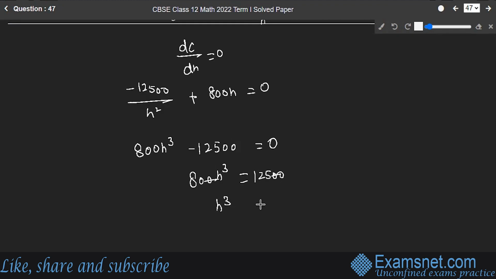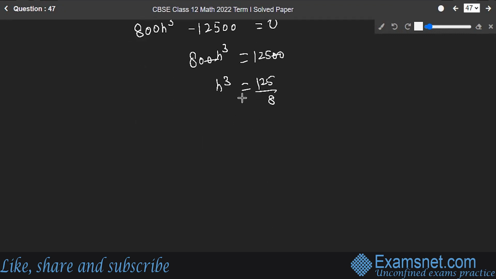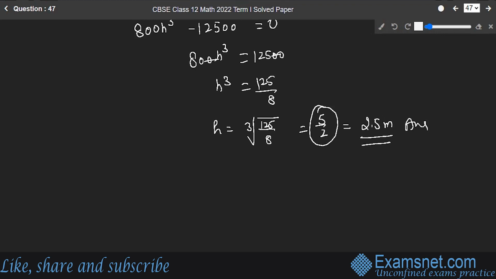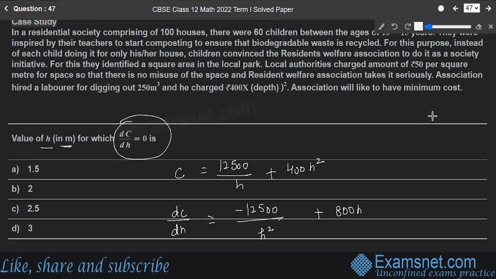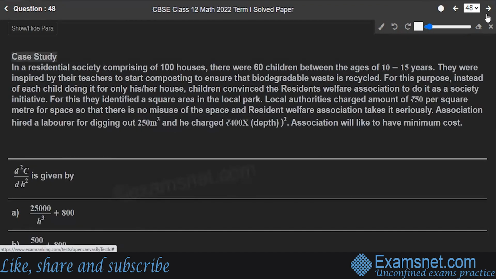You have h cube is equal to 125 upon 8, or h will be equal to cube root of this, which is 5 upon 2. That is equal to 2.5 meters. This is the answer to the question, 2.5 meters. We have option C as the answer. Hope you got that. Next question number 48.